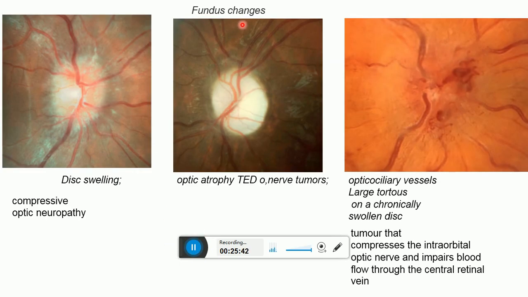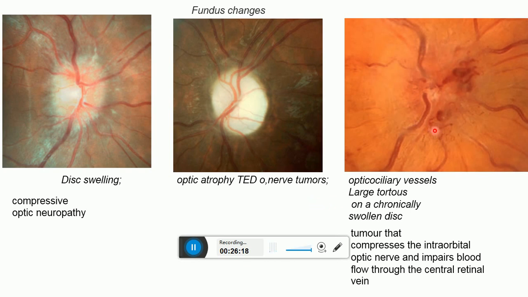Now, fundus changes in orbital diseases. Number 1 is disc swelling. Optic disc swelling may be the initial feature of compressive optic neuropathy. Optic atrophy may be preceded by swelling. It is a feature of severe compressive optic neuropathy. Important causes include thyroid eye disease and optic nerve tumors.